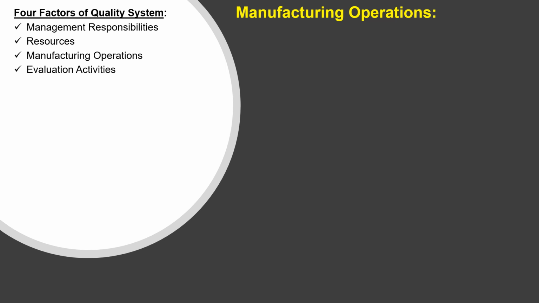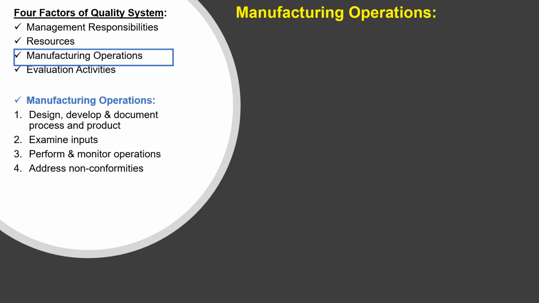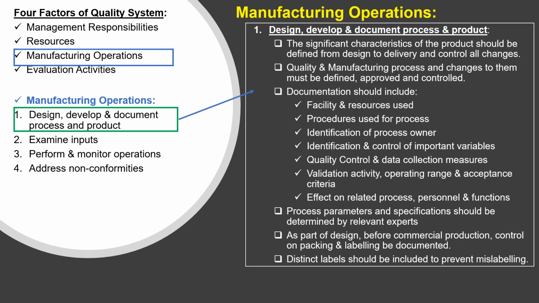From the 4 factors, we have seen the management responsibilities and resources. Now we come to the third part, that is manufacturing operations. Under manufacturing operations, 4 different aspects have been provided. Seeing each of the aspects in detail, first is design, develop, and document process and product.